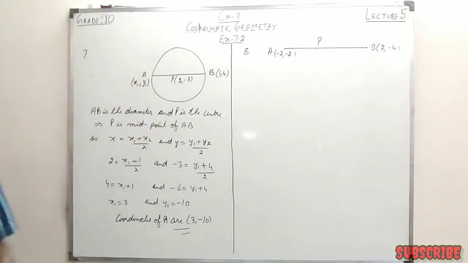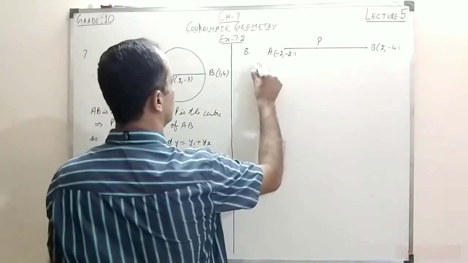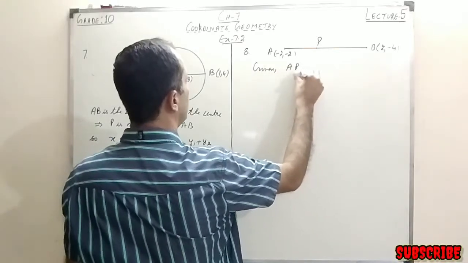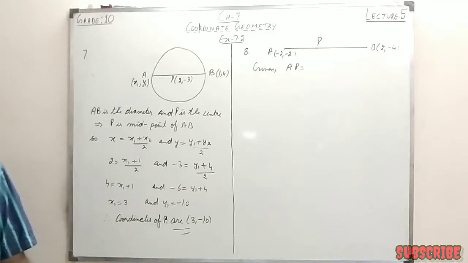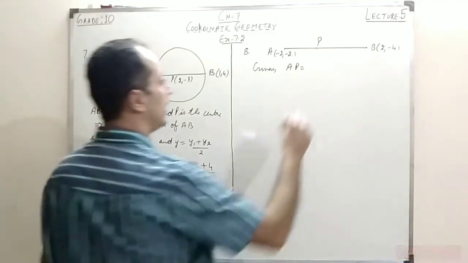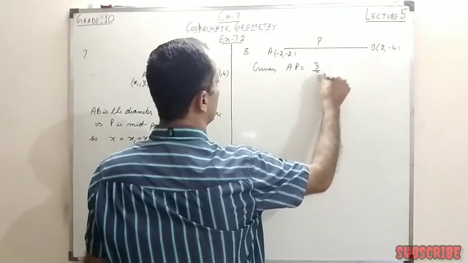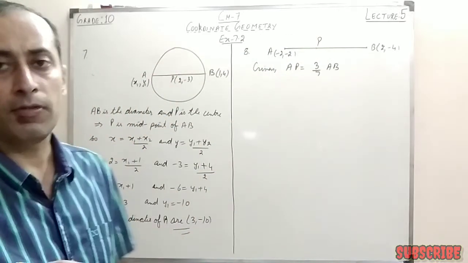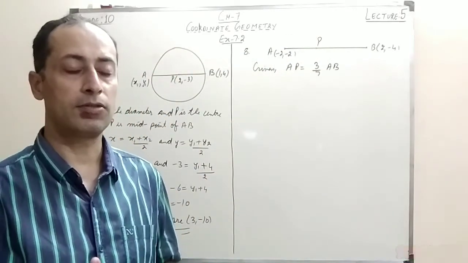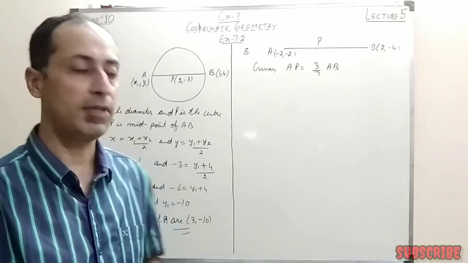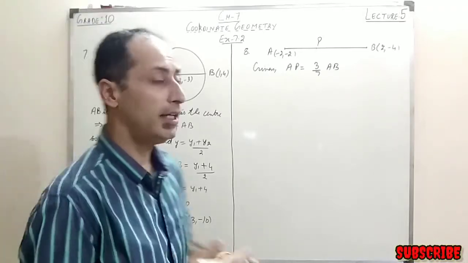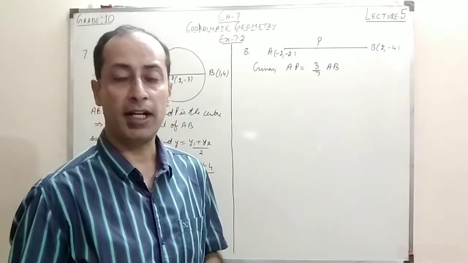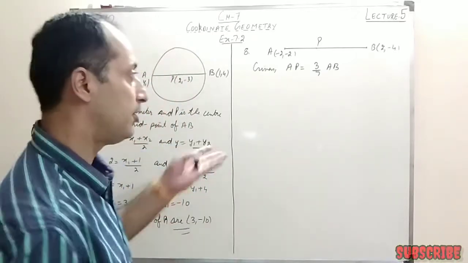What is given to us? It's given that AP is equal to 3 upon 7 AB. Now, when I have to find the ratio by which P divides AB, it means I have to find AP upon BP. So using this relation also I can find the ratio. How? Let's find the ratio first from here.